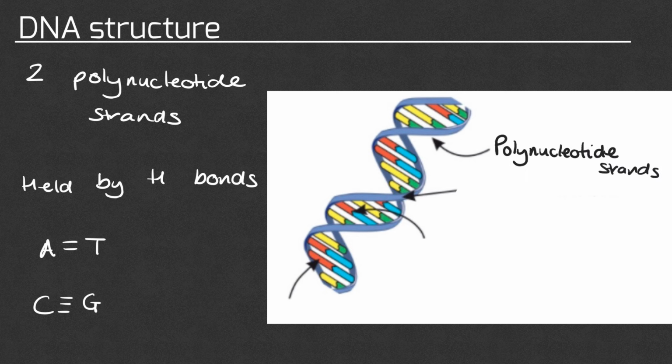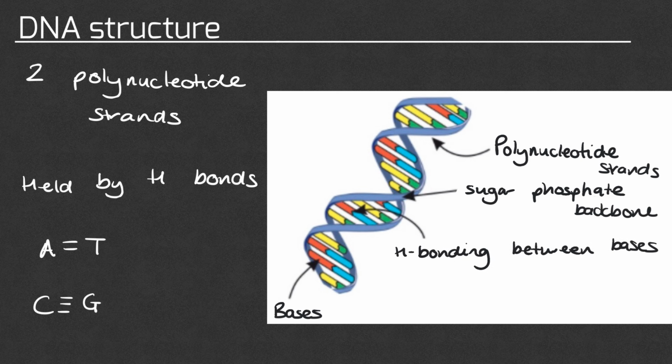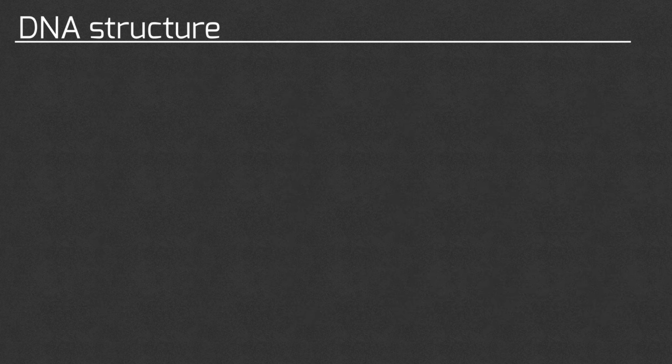So if we're looking at a diagram of the structure then, we can see we've got two polynucleotide strands, a sugar phosphate backbone. We've then got our bases in between the two strands, which are held together by hydrogen bonds between the different bases. We're now going to look at the hydrogen bonding between the bases in a bit more detail. You could be given a diagram of two different bases and asked to draw the hydrogen bonding between them.